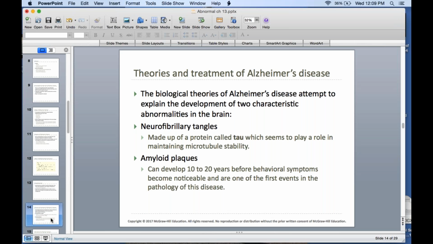And then we have these amyloid plaques. Okay, so plaques in general. It can develop 10 to 20 years before behavioral symptoms become noticeable. And they're one of the first events in the pathology of this disease. So again, if you think about plaque, you don't want that in your brain either. So general things, plaques and tangles with Alzheimer's disease, which causes a progressive decline.